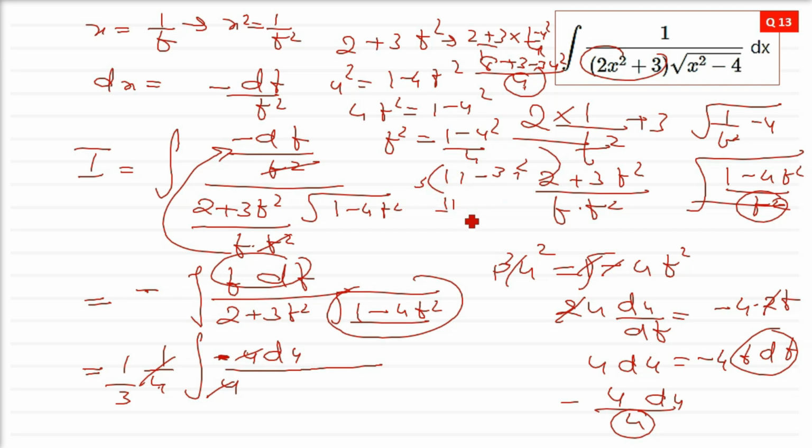If you take 3 common, it will be 11 by 3 minus u square. That's why this 3 was taken outside. But since it is u square, we want to make it a perfect square. So it will be under root 11 by 3 minus u square. So let me write it clearly now.